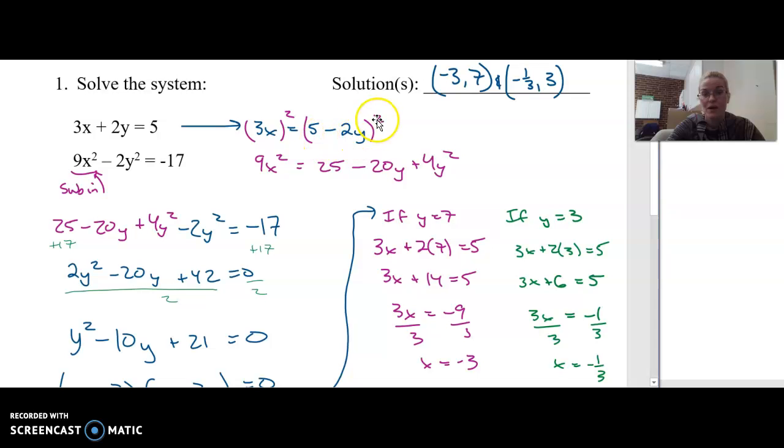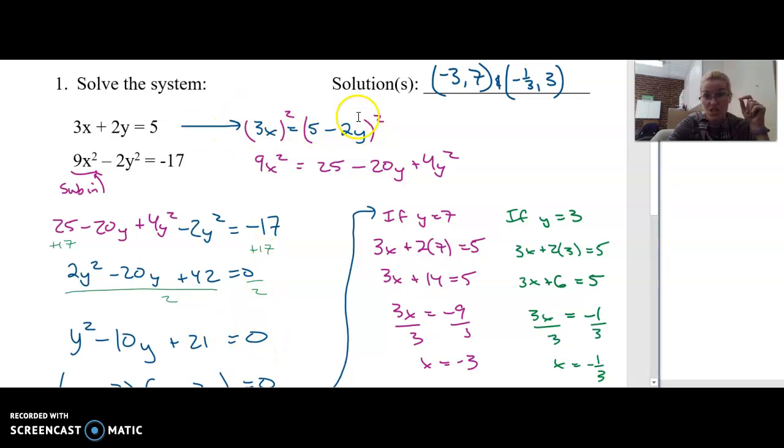So 5 minus 2y squared is 25, minus 20y, plus 4y squared. So if I put all of that in for 9x squared, and then have minus 2y squared equals negative 17. All right, I'm going to add 17 to both sides. I'm going to combine my like terms here, and I'm going to have 2y squared minus 20y plus 42 equals 0. I've got a common factor of 2 that I can divide out from all of these. So I've got y squared minus 10y plus 21 equals 0. I'm going to pause there.